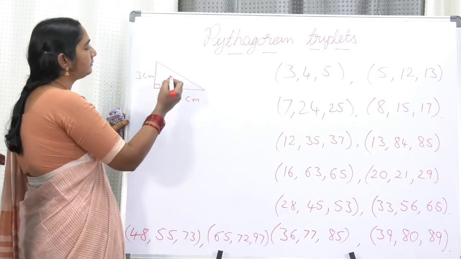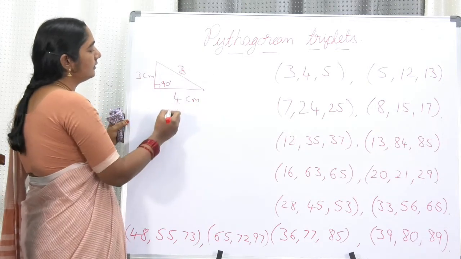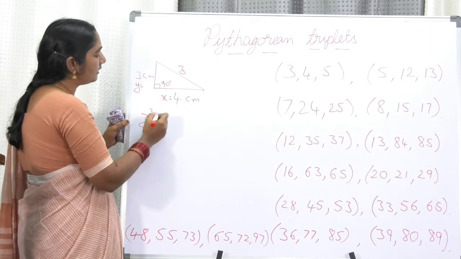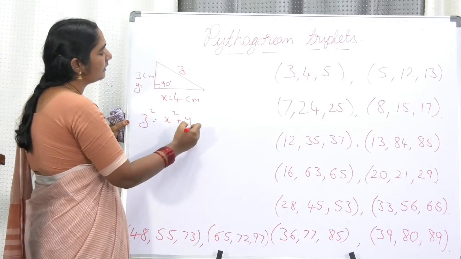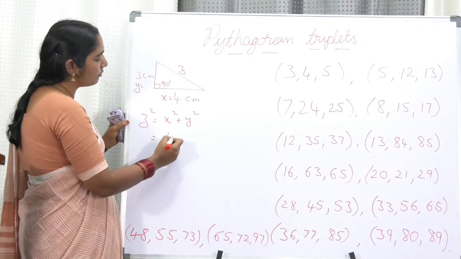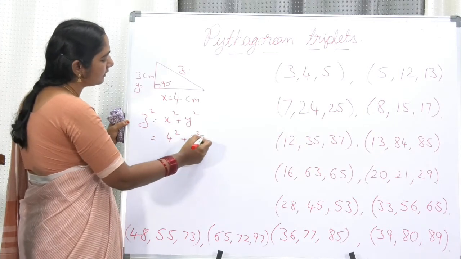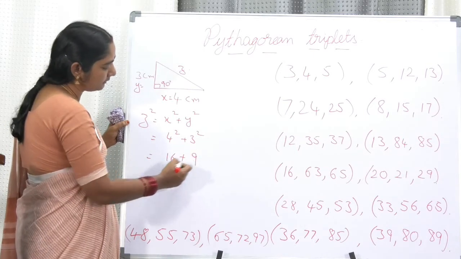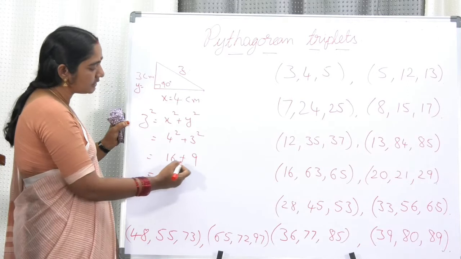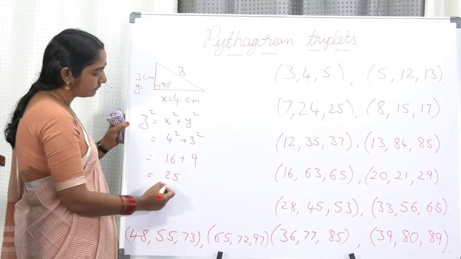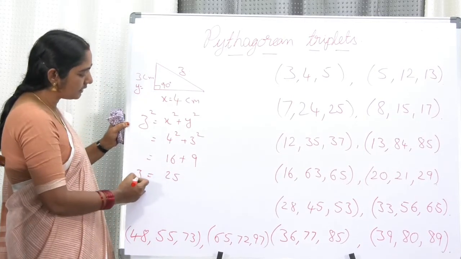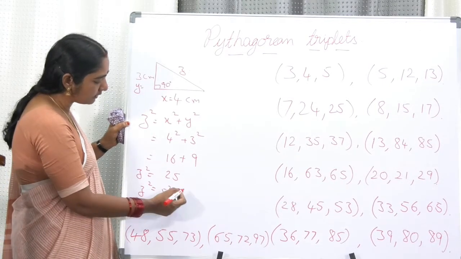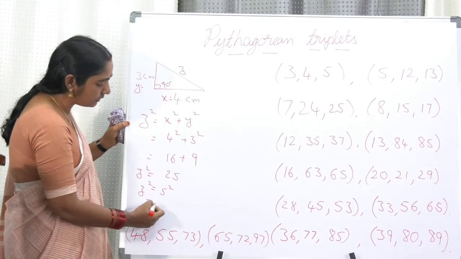According to that, if this is z, this is x, and this is y, we know that z square is equal to x square plus y square. So nothing but 4 square plus 3 square. 4 square means 4 4s are 16, 3 square means 3 3s are 9. That's nothing but equal to 16 plus 9, which is 25. So z square is equal to 25, which is 5 square. Therefore z is equal to 5.